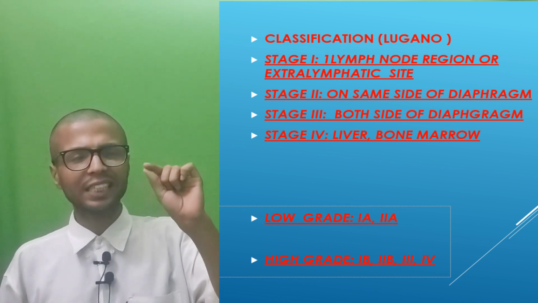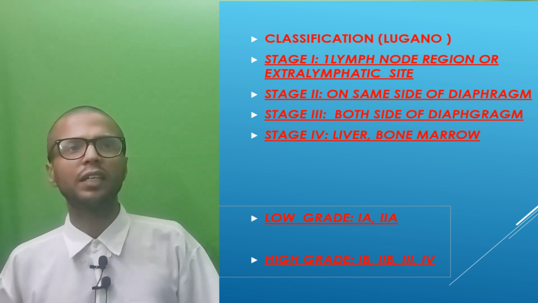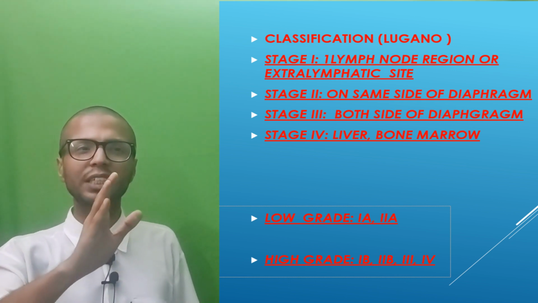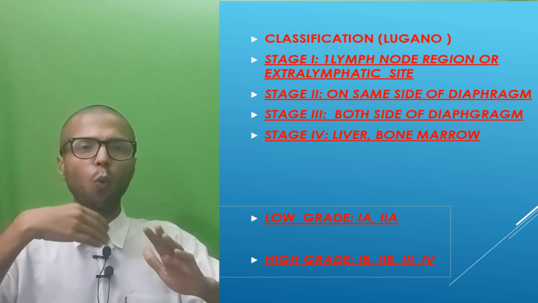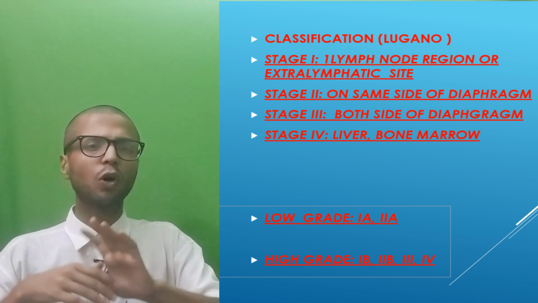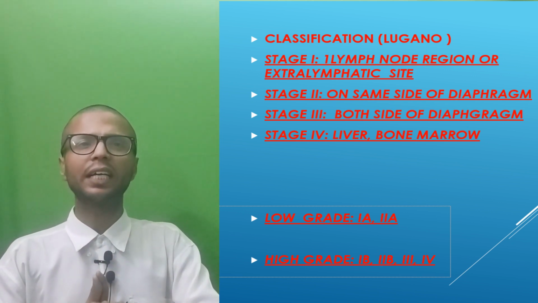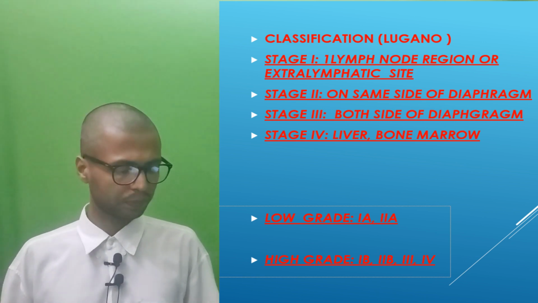If you see stage 1A or 2A, we call it low grade. We treat it differently. We give radiotherapy as well to this low grade. But if there is 1B, 2B, 3 or 4, we call it high grade. We don't give radiotherapy in high grade. We just give 4 to 6 cycles of chemotherapy.